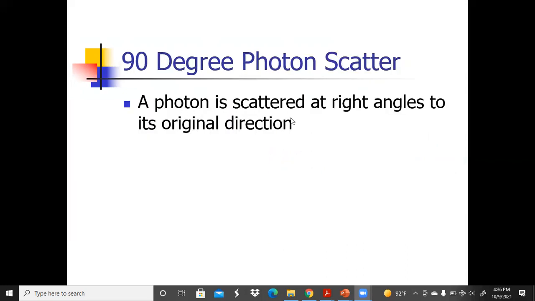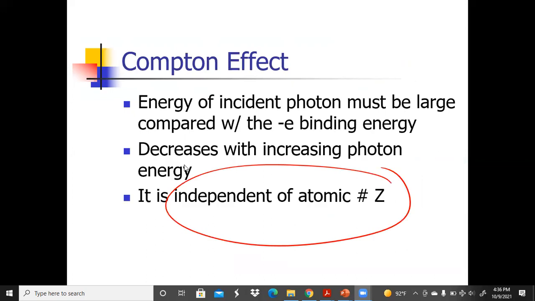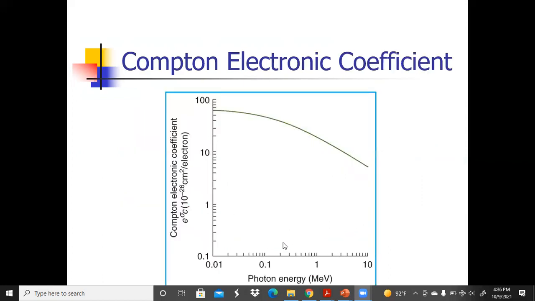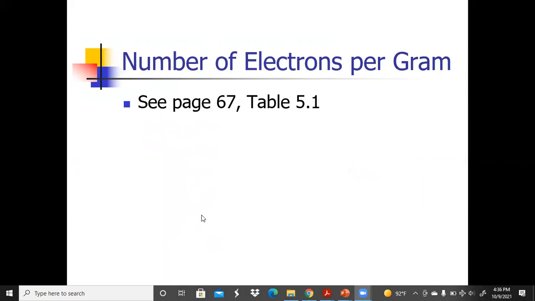Energy of the incident photon must be large compared with the electron's binding energy. The probability decreases with increasing photon energy, and this is going to be independent of the atomic number. And you can kind of see that here, with the Compton electronic coefficient here and the photon energy here. You can kind of see how that's going on there. It doesn't gradually increase here with the photon energy.